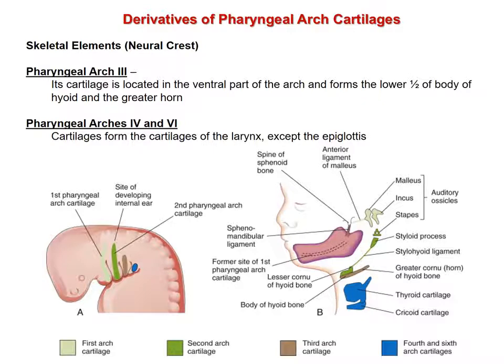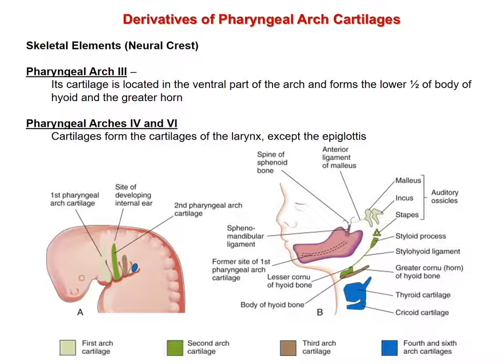The cartilage of the third and fourth arches are unnamed. The cartilage of the third pharyngeal arch is located on the ventral part of the arch and ossifies to form the greater horn and lower half of the body of the hyoid. The cartilages of the fourth and sixth arches fuse to form the cartilages of the larynx except for the epiglottis.